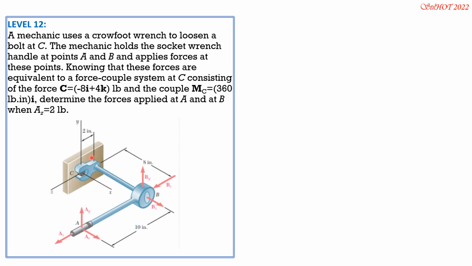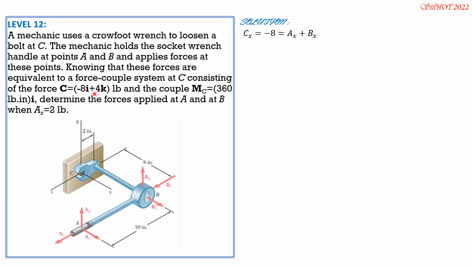So this is the figure. AZ is 2 pounds, the only given component of forces at A and B. But we will use this information. First, negative 8, that's the equivalent force at C. So CX is negative 8, and that is equal to AX, going to the positive x-axis, plus BX.